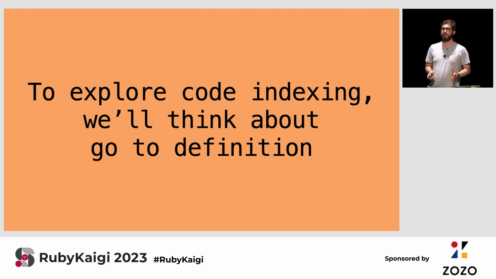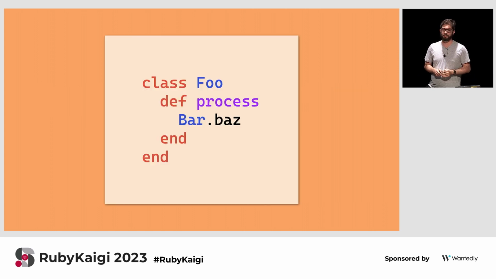But to explore code indexing, we're going to be thinking about another feature that's not on the list, which is go to definition. Go to definition is not the only feature that requires indexing the code base, but it is a very good example of why we need to do it. We're going to think about this foo class here, and we're going to be considering that the user's requesting to go to the definition of the constant bar exactly at that A character in bar.